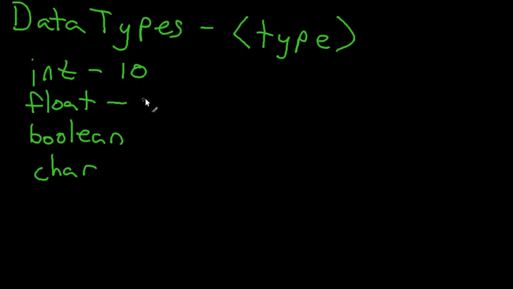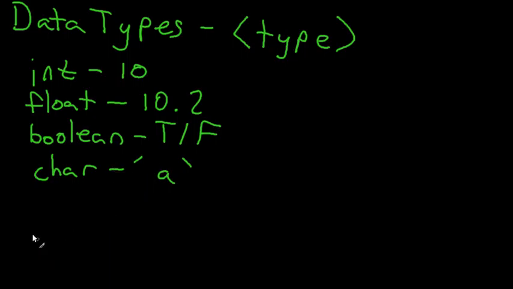Now a float can have values to the right of the decimal, so 10.2 would be a valid float. Boolean, just to review, is either true or false, and that's basically 1 or 0. And then a char is just a single character. Char stands for character. Some people call it char, but I call it char. And so A would be a valid example of a char.